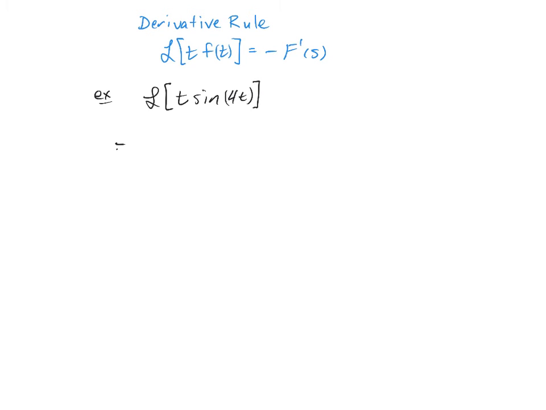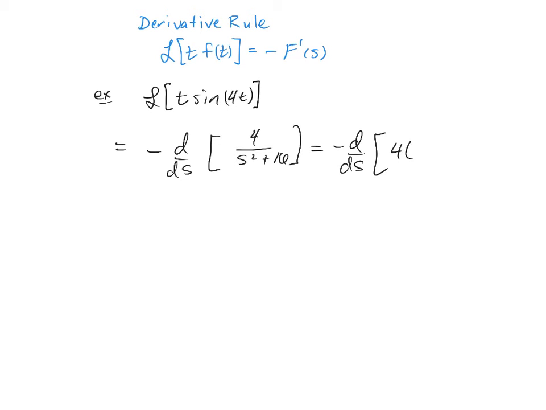So this is going to be equal to the negative derivative of the Laplace transform of the sine of 4t, which is 4 over s squared plus 16. Now to take this derivative, you could use a quotient rule, but it's probably a lot easier to use the chain rule instead. So this is going to be the opposite of the derivative of 4 times s squared plus 16 to the negative 1 power.